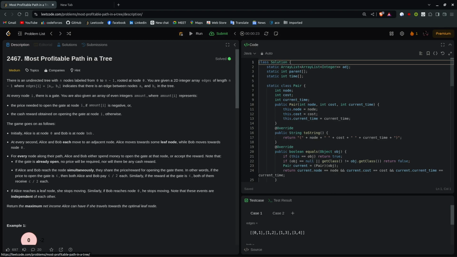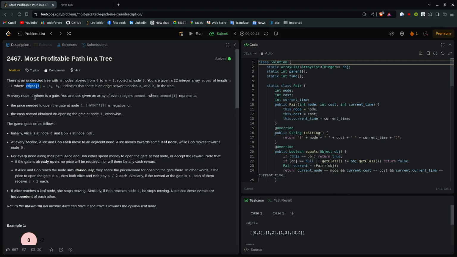So today we will be discussing the problem named most profitable path in a tree. You are given an undirected tree with n nodes labeled from 0 to n minus 1, which is rooted at node 0, and you are given a 2D integer array named edges of length n minus 1. Obviously, if a tree has n nodes, then there will be exactly n minus 1 edges, and edges[i] denotes [ai, bi], indicating that ai is connected to bi and bi is connected to ai as well, basically bidirectionally.